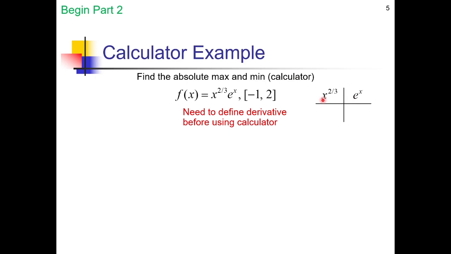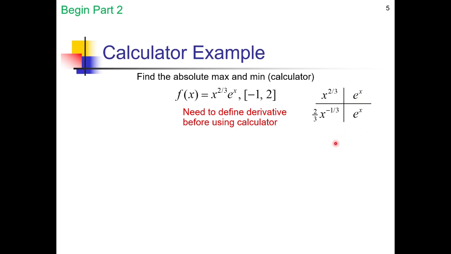So u prime, using my power rule, is 2/3 x to the 2/3 minus 1, which is negative 1/3, so x to the negative 1/3. So there's my u prime. For v prime, I need the derivative of e to the x, which is also e to the x.